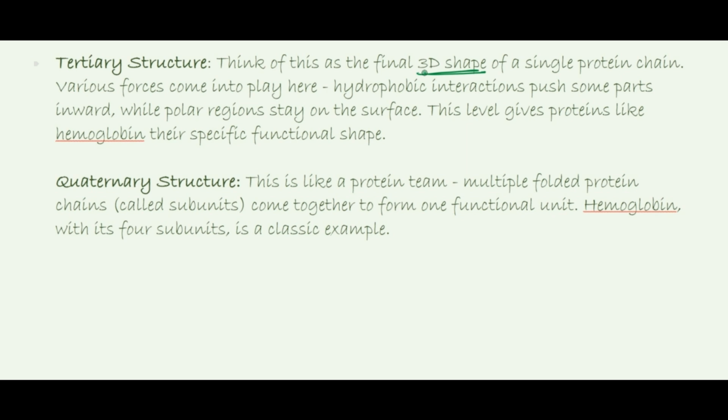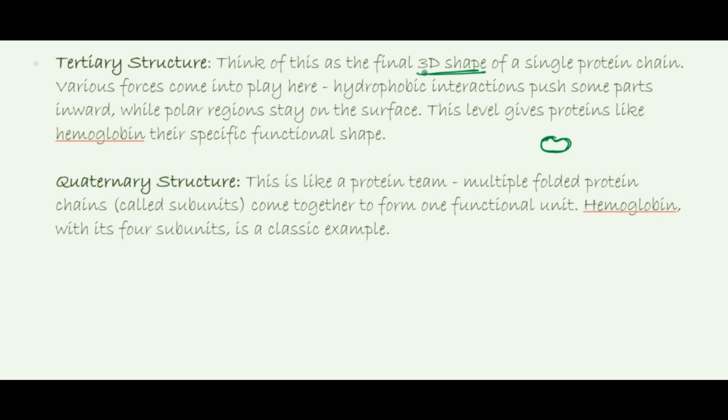For example, hydrophobic interactions push some parts inward while the polar regions stay on the surface. This level gives proteins like hemoglobin their specific functional state. You must have seen hemoglobin, right? It will be like this. So, tertiary structure gives hemoglobin and myoglobin this type of structures.